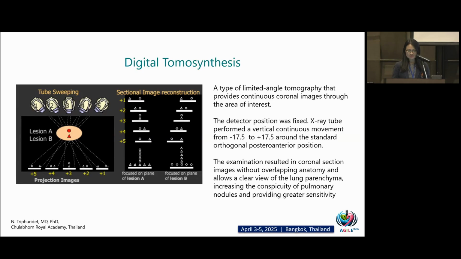As you see, the detector position is fixed, and the X-ray tube performs a vertical continuous movement from minus 17.5 to 17.5 degrees around the standard orthogonal PA position. The result is a coronal section image without overlapping, which allows a clear view of lung parenchyma, increases the conspicuity of pulmonary nodules, and provides greater sensitivity.